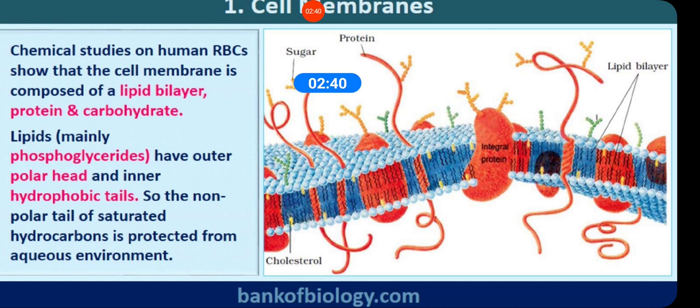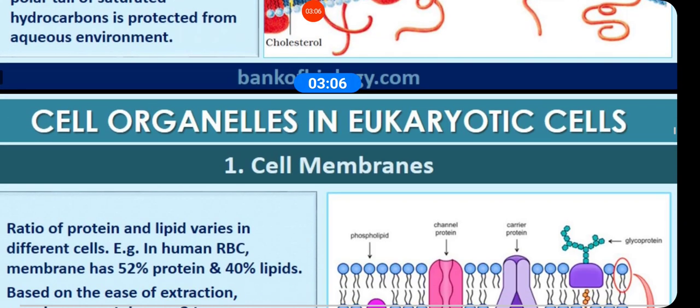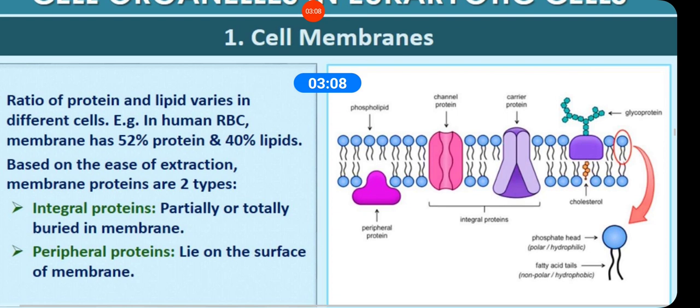So the polar hydrophilic end is water loving, and it faces the outer side of the cell membrane so as to interact with the aqueous environment on both sides. Whereas the non-polar hydrophobic ends face each other, towards the center of the cell membrane. You can see this very well in this diagram. This is a nice diagram to be drawn in your copies.